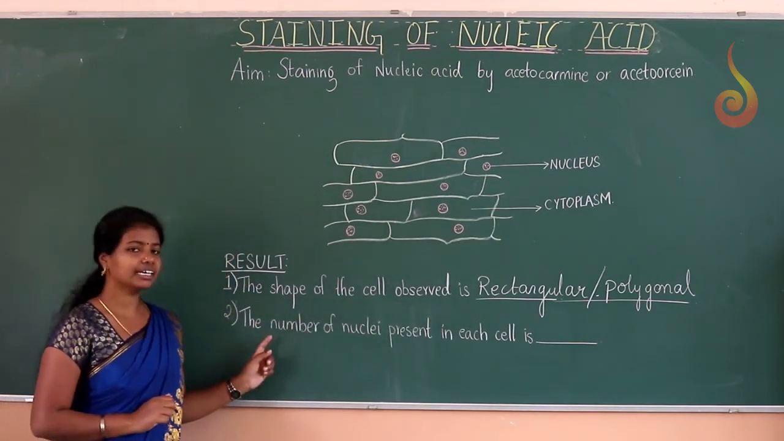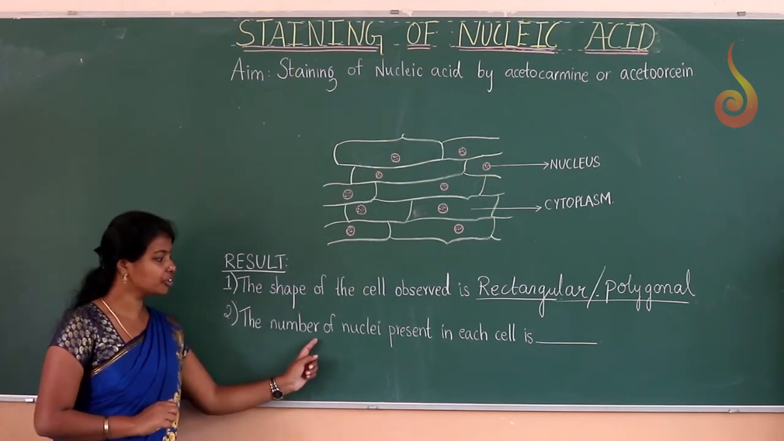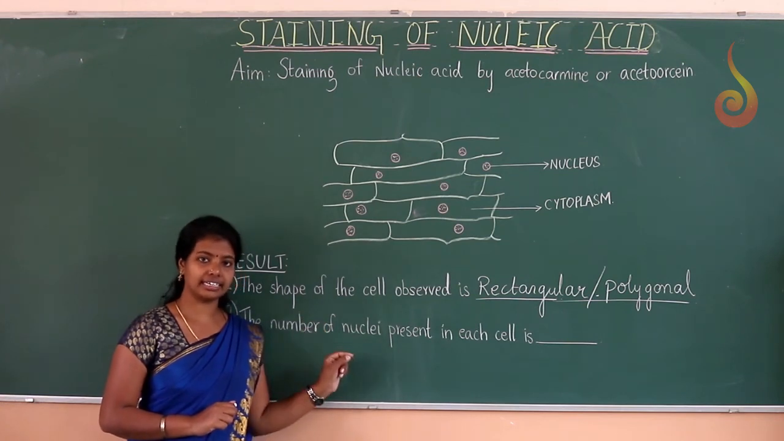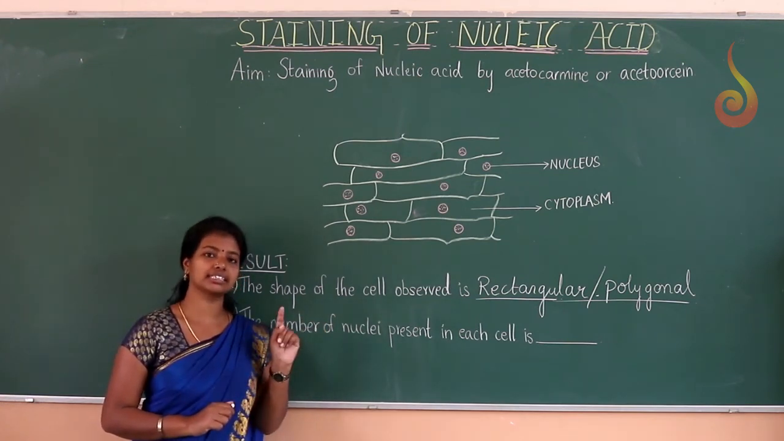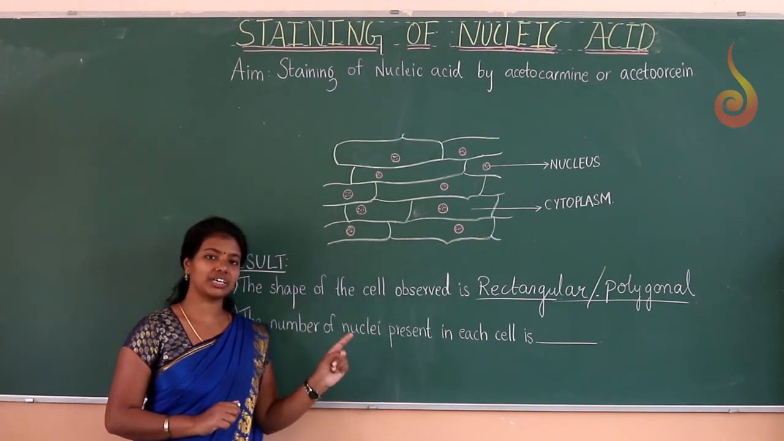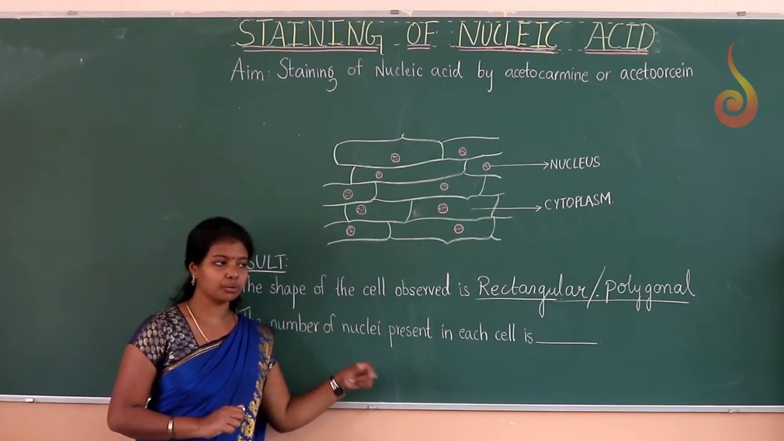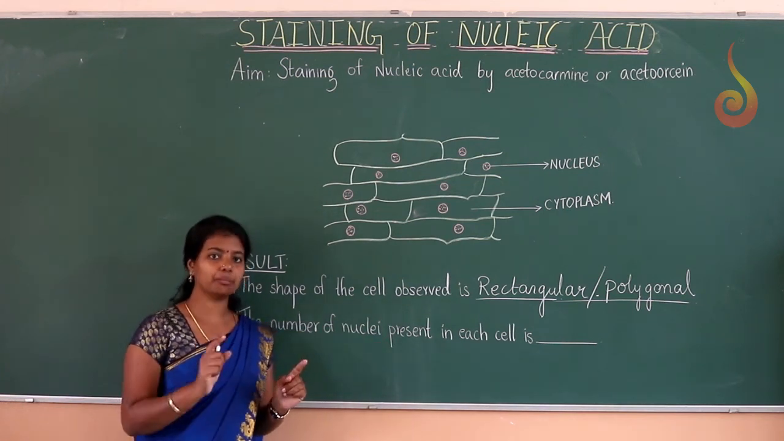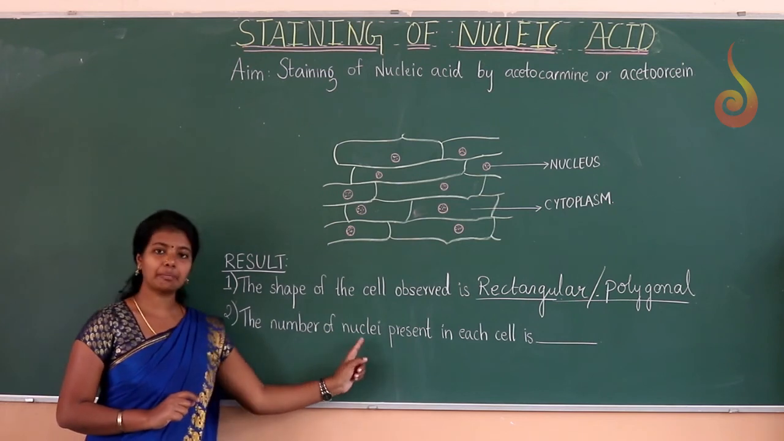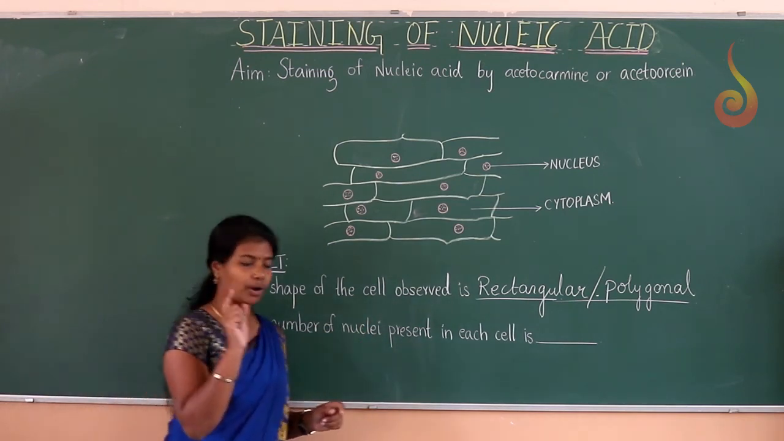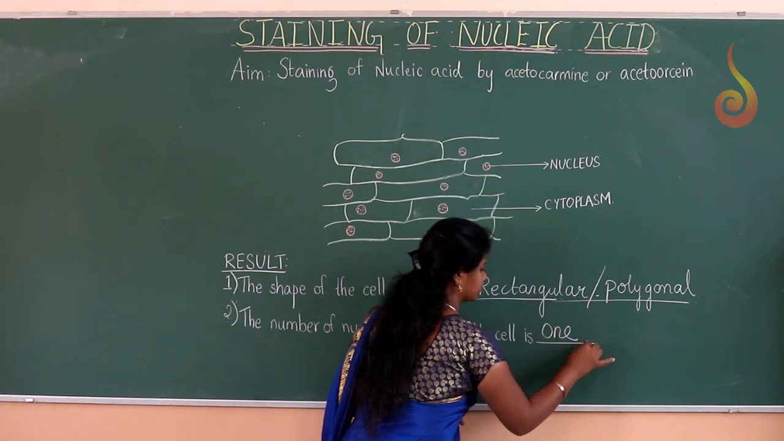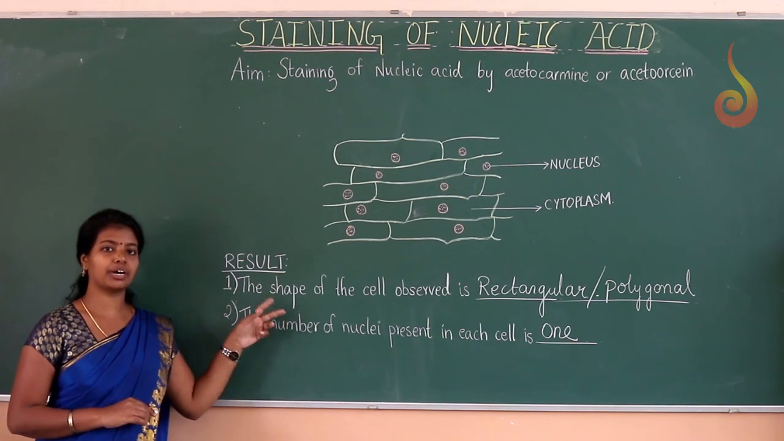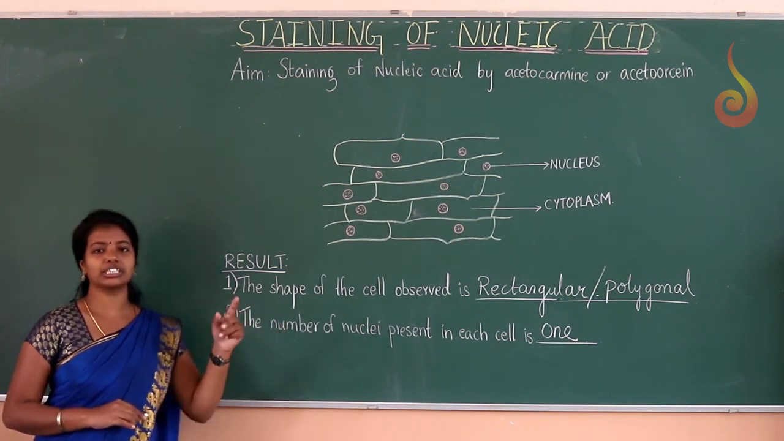The second observation is the number of nuclei present in each cell. Each cell contains one nucleus that is centrally located and stained by acetocarmine, and when we see through the microscope it appears pink in color. So we report that the number of nuclei present in each cell is 1. These are the 2 important observations that you have to report while you see through the microscope.